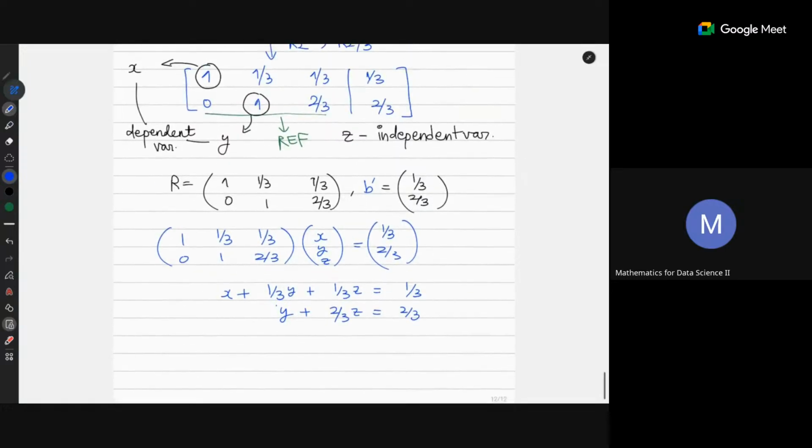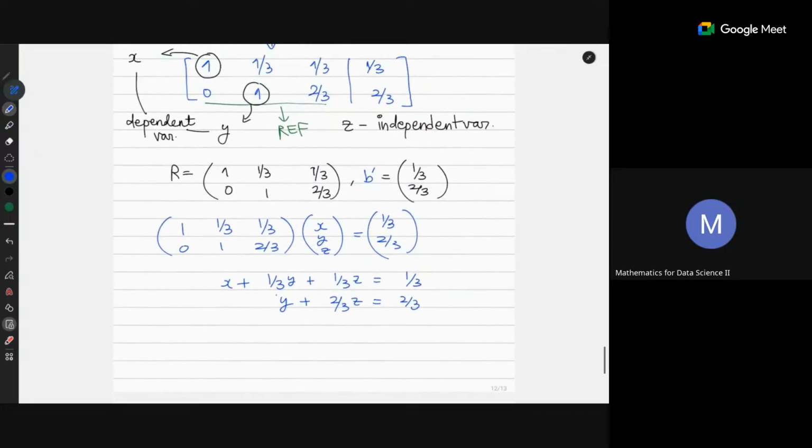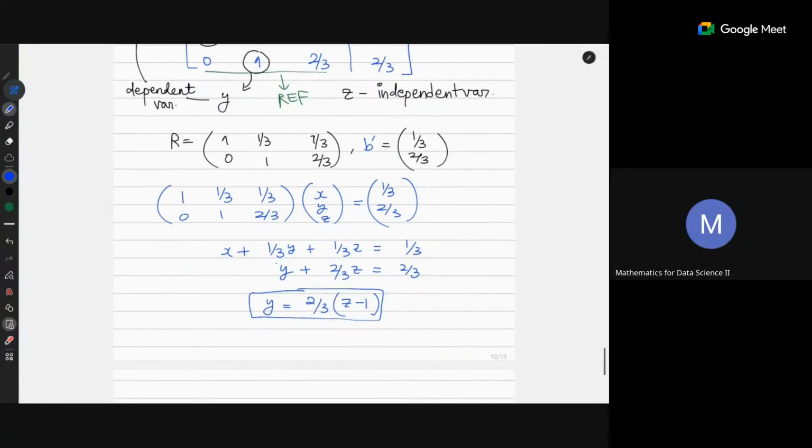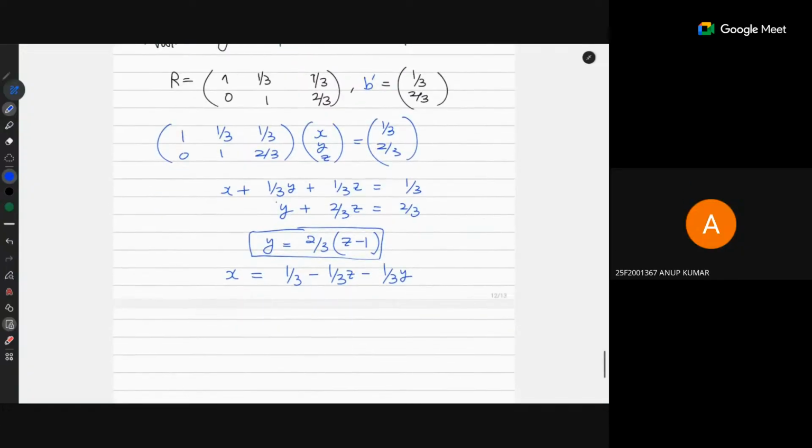Now you can write down your dependent variables, which were x, y, in terms of the independent variable. So first I will write y in terms of z. How will I do that? So clearly y is equal to 2 by 3 z minus 1. All right. Can everyone see that? Yes, sir. Good. Now I can write my x in terms of y and z. So x equals 1 by 3 minus 1 by 3 z minus 1 by 3 y. Now I can replace my y in terms of z. So let's do that.